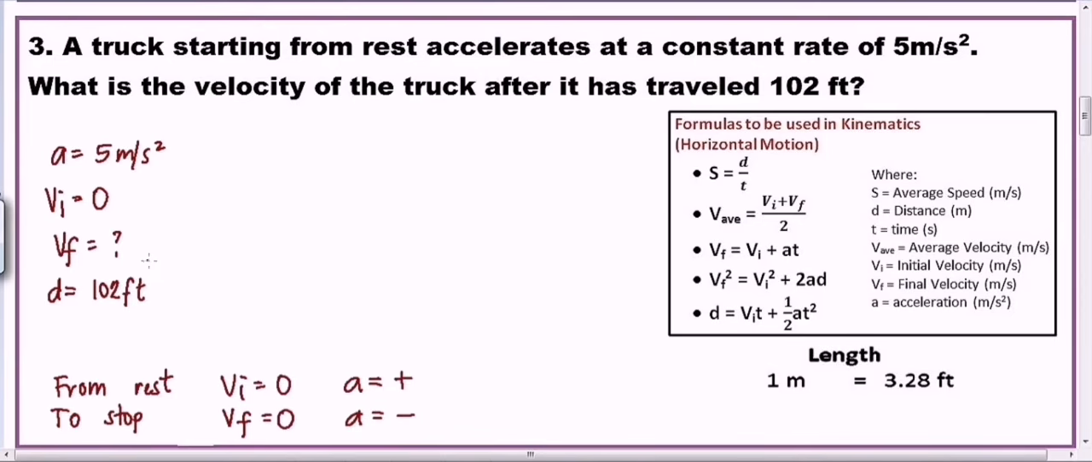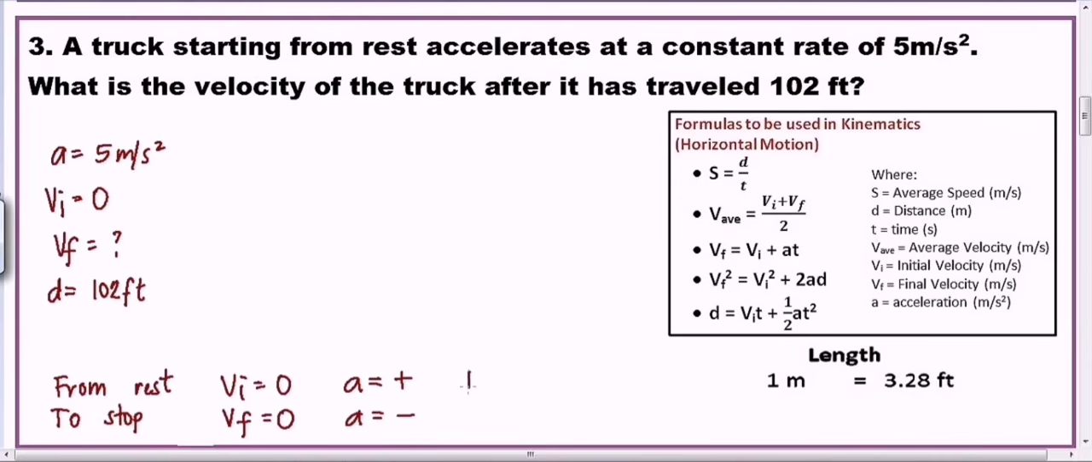Ayan, may problema tayo dito. Kasi yung meter na length dito sa acceleration, hindi kaparehas nung length na feet dito sa distance. So, ang gagawin natin is, hanapin natin yung katumbas o i-convert natin yung 102 feet sa meter. So, ito yung conversion niya. Ayan, siningit ko na rin dyan.